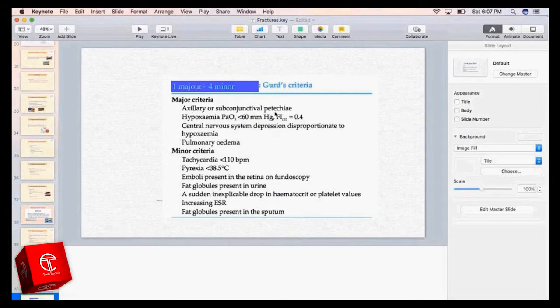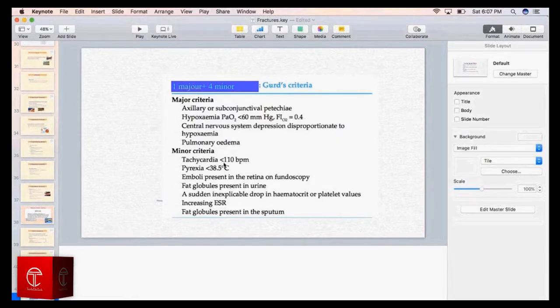Axillary or subconjunctival petechiae, which we discussed. Hypoxemia, PaO2 less than 60 millimeters of mercury. CNS depression disproportionate to hypoxemia, and pulmonary edema. So petechial rashes as the skin manifestation, lung manifestation, and CNS manifestation are the major criteria.